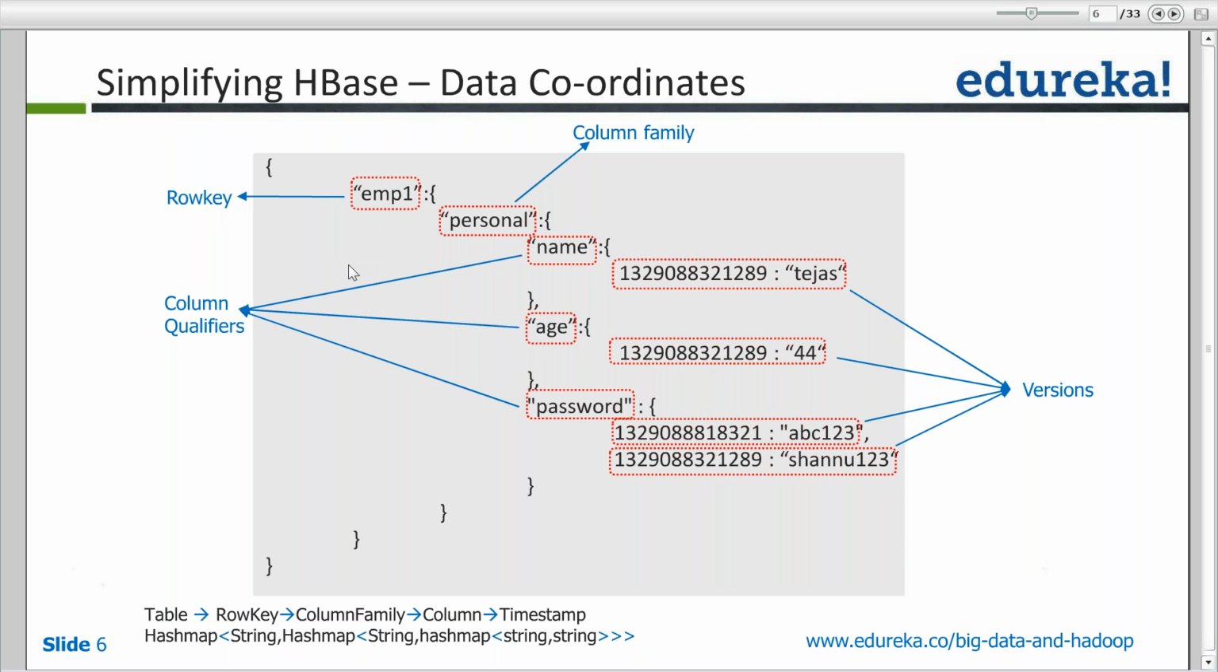If the row key is not unique, what will happen? Let's say I have a row with a row key, let's say EMP1. If I try to insert another row with the same row key, it will actually update the previous row. So if you use the same row key, it will update the previous data. If you use a unique row key, it will add a new row. So you should be very specific in deciding what your row key should be.